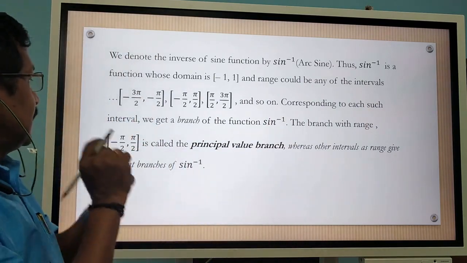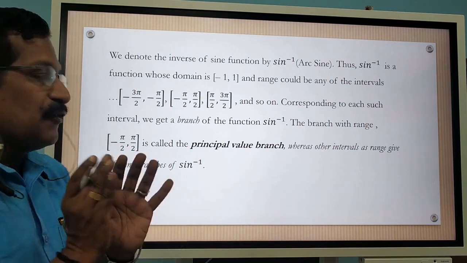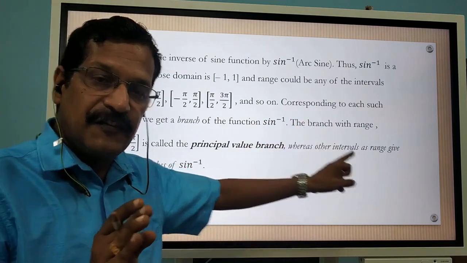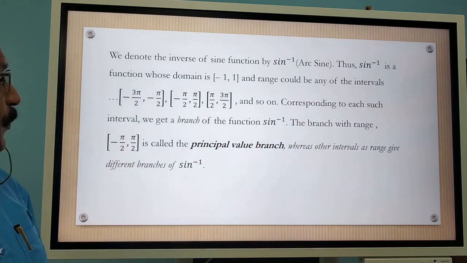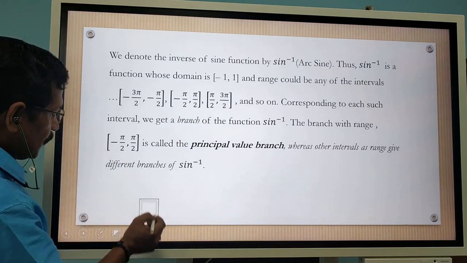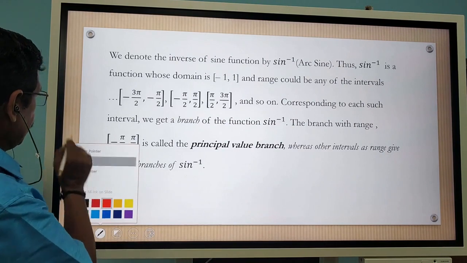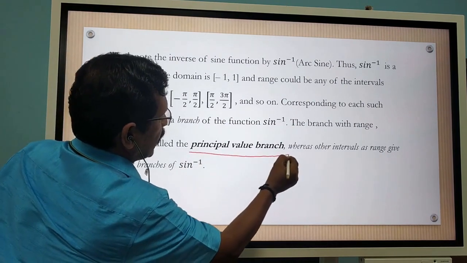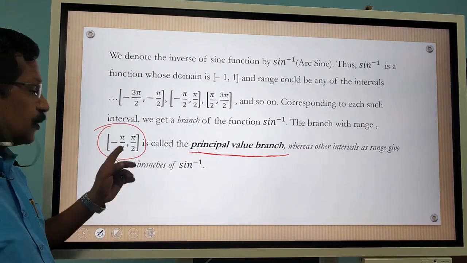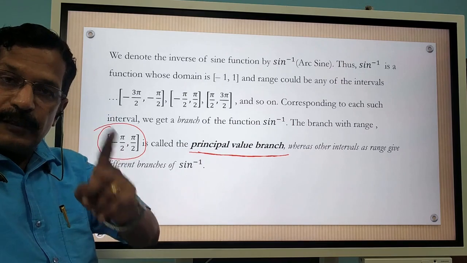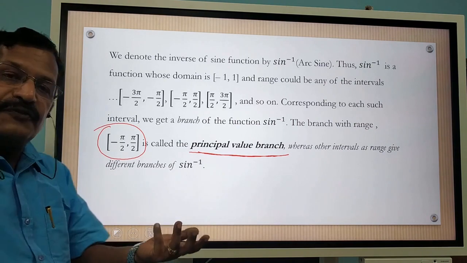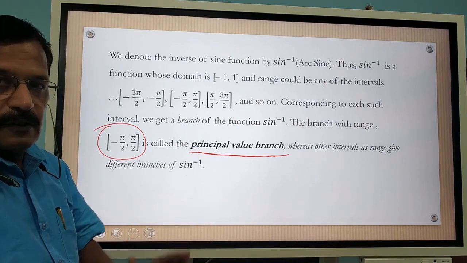Corresponding to each such interval, we get a branch of the function sine inverse. The branch with range [-π/2, π/2] is called the principal value branch. In this closed interval [-π/2, π/2], that branch is called the principal value branch, whereas the other intervals as a range give different branches of sine inverse. Is it clear?